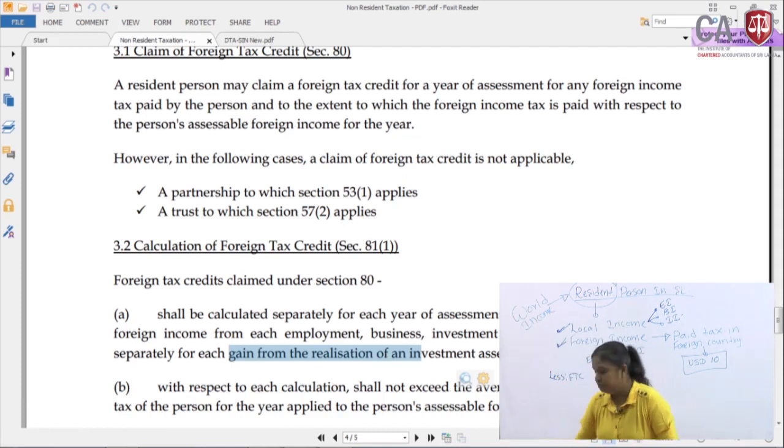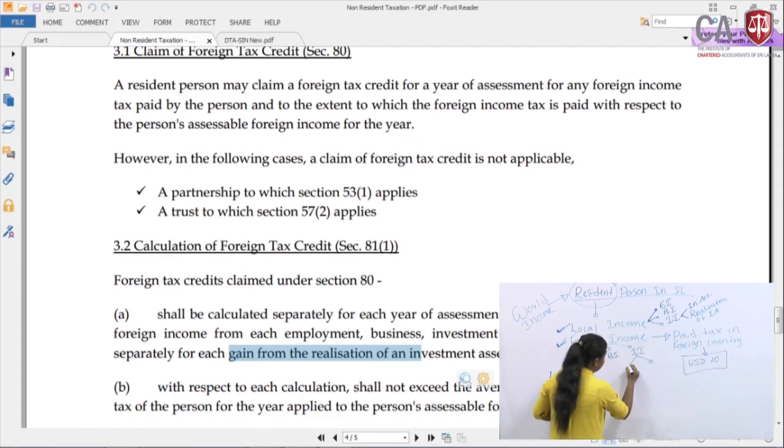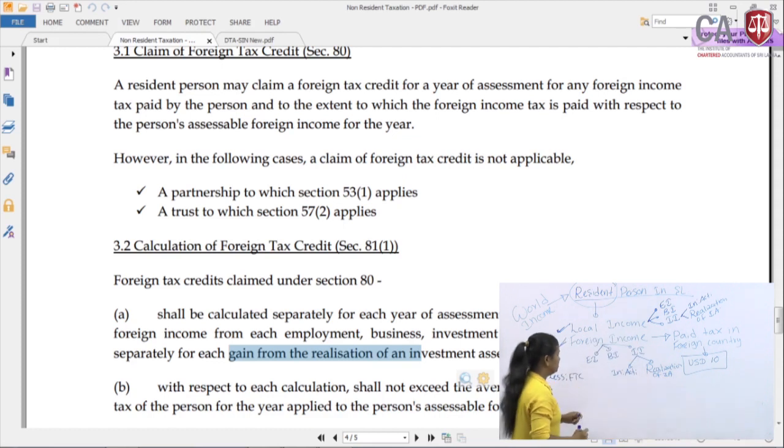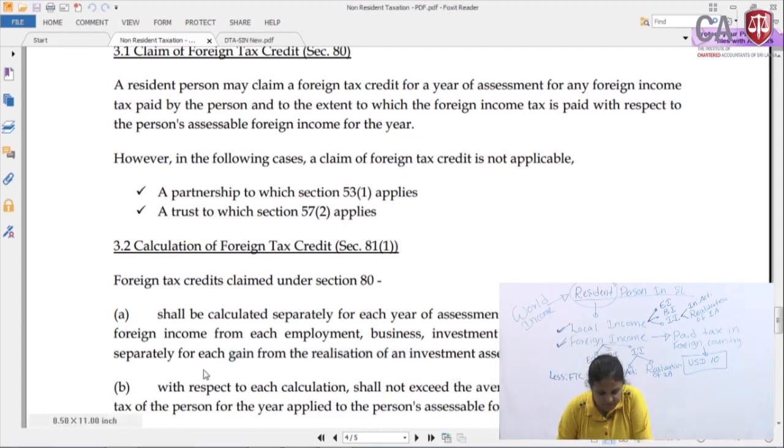Not only will I analyze this, not only investment income: we have investment income from investment activities and the gains from realization of investment assets. Even here, for both investment activities and realization of investment assets, we have to recognize local income separately and foreign income separately. Done. Next, what has it given?